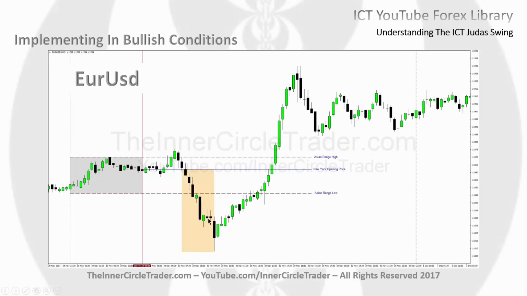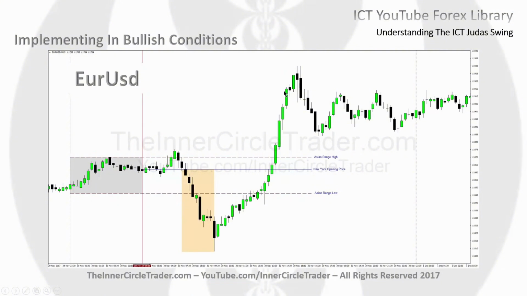leads price action lower, and traders that see this, they want to go short. They sell, sell, sell, sell, sell, and that's actually the wrong thing to be doing. The actual price is going the other way after it goes below the opening price.